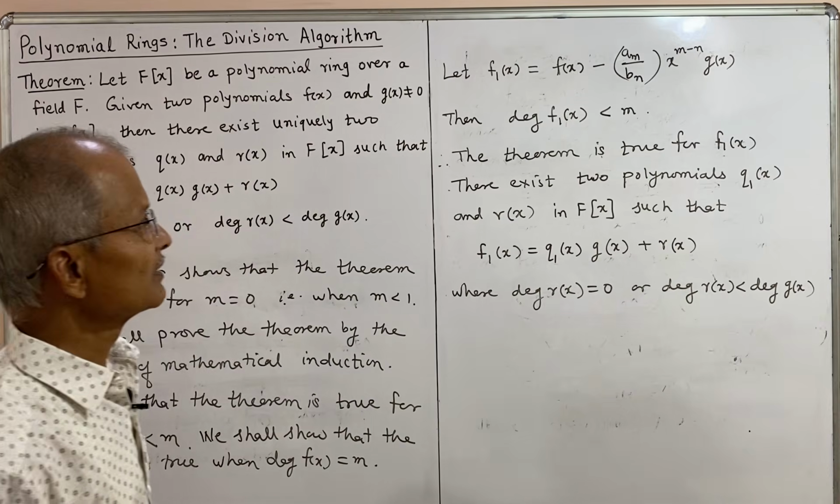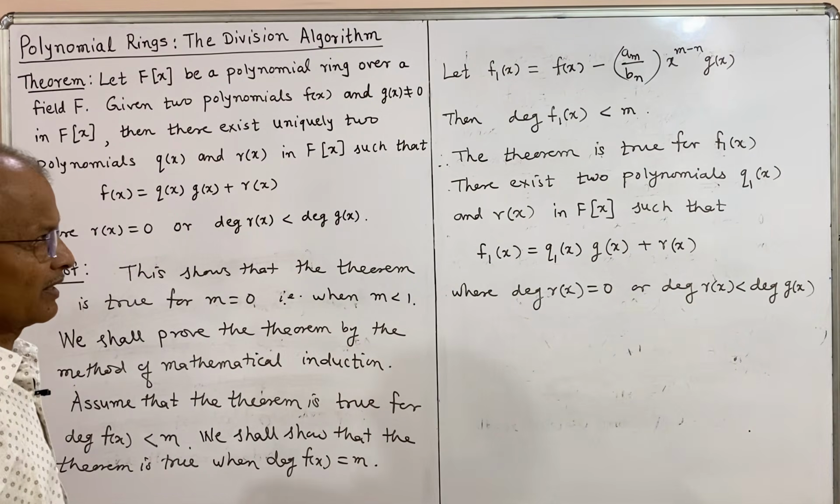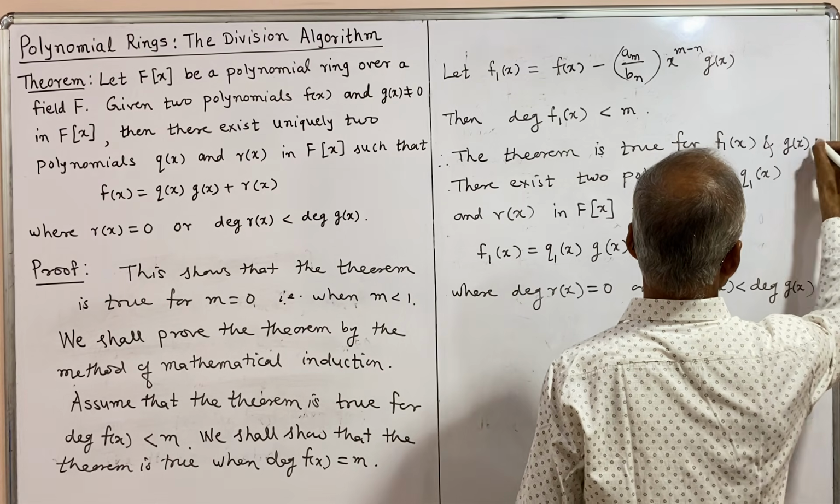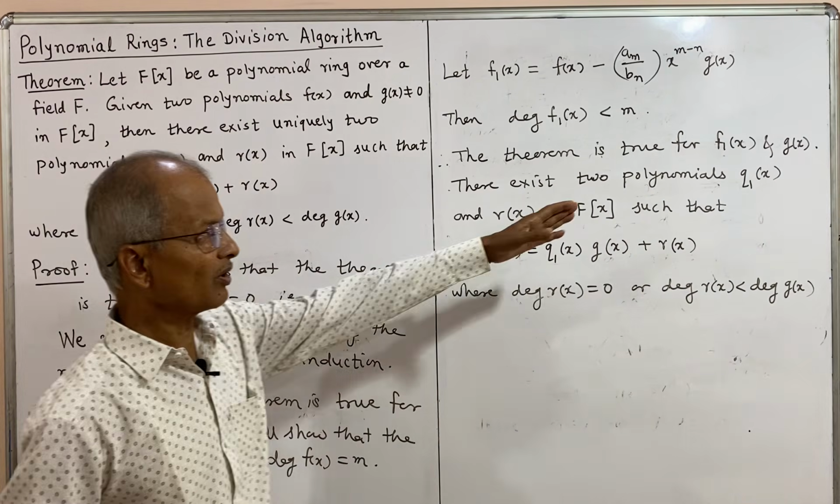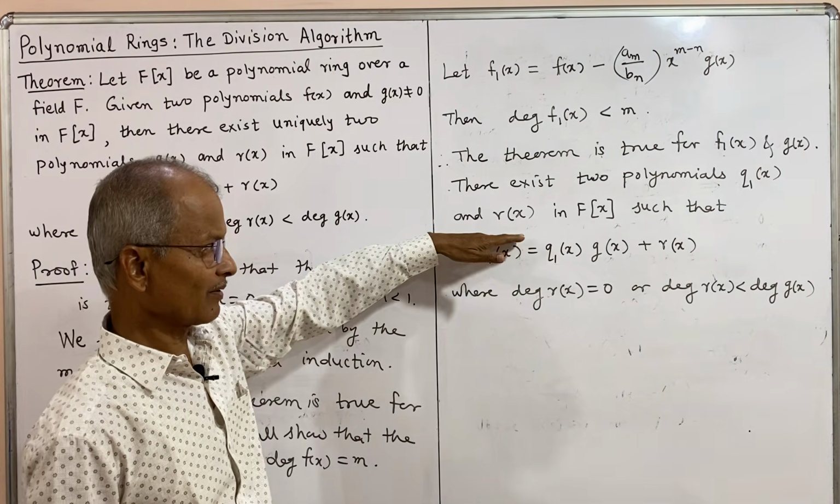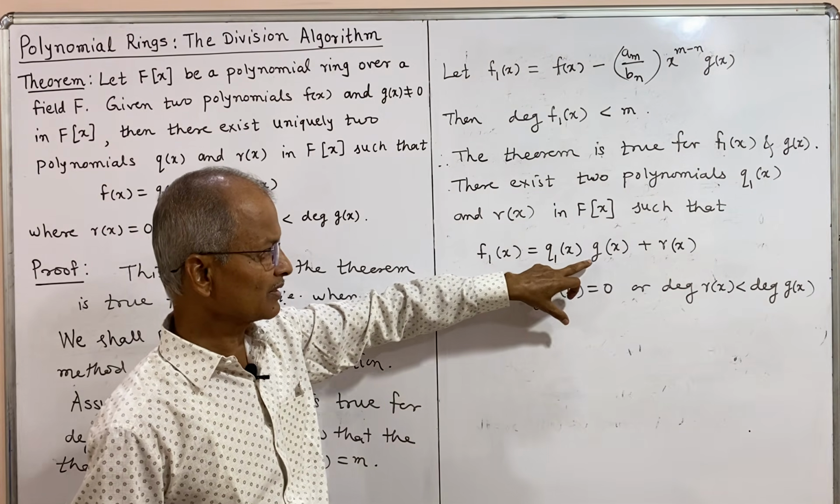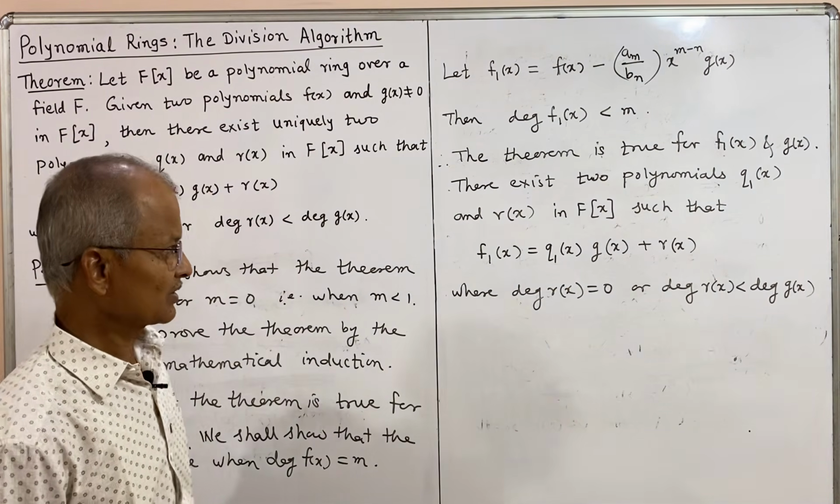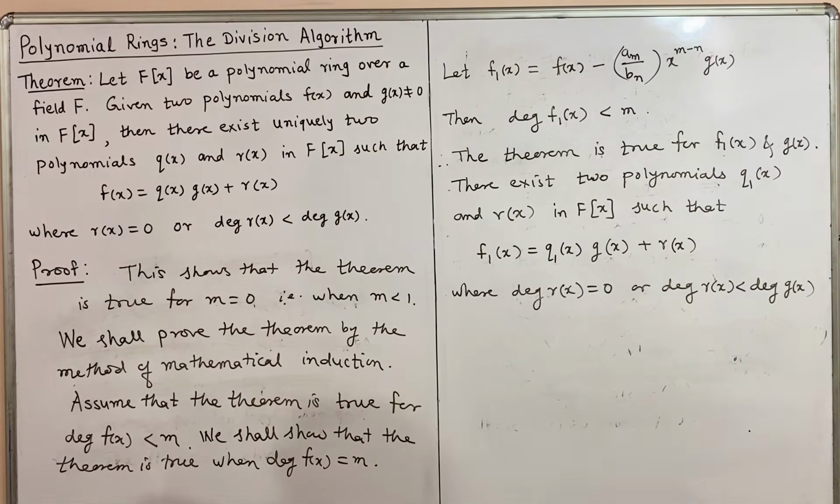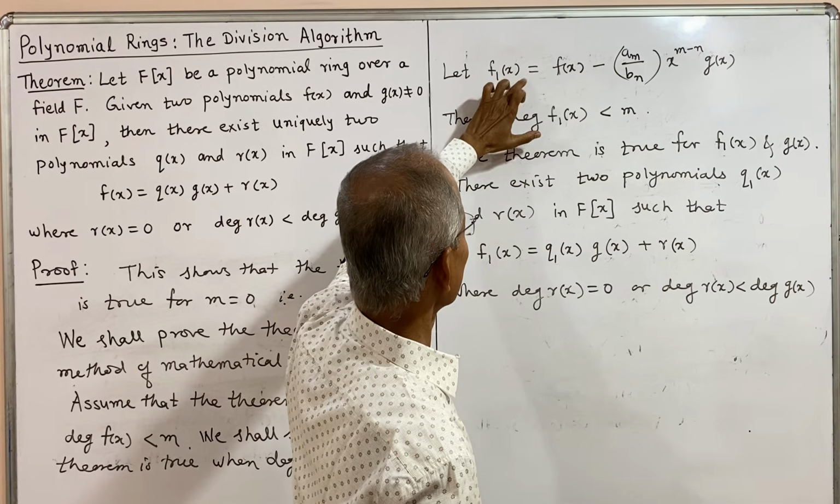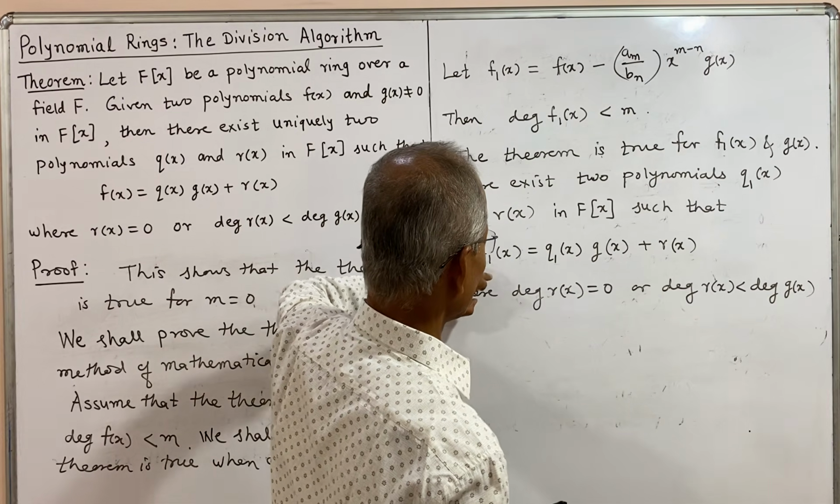So we have applied the theorem to f1(x) and g(x). Therefore there exist two polynomials q1(x) and r(x) in F[x] such that f1(x) is equal to q1(x) into g(x) plus r(x). Now we shall write this expression in terms of f(x), with f1 as the expression on the left side of this equation.